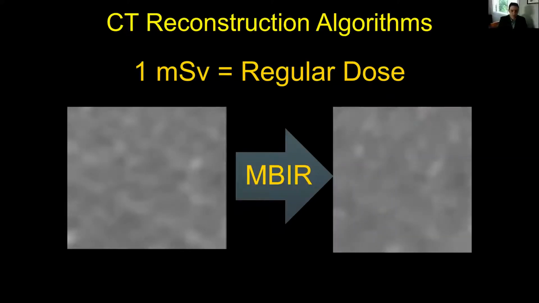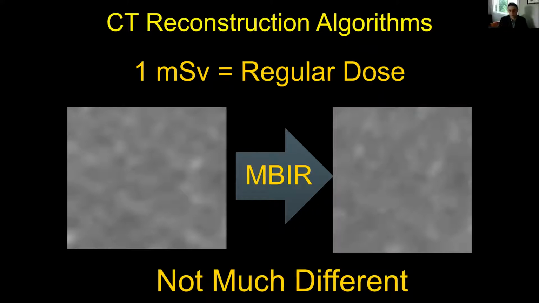This is a blown up section of lung. And I can't really tell the difference between these two. We've applied model-based iterative reconstruction, and the image on the left looks the same as the image on the right, because when you have a higher dose or even regular dose, you can't tell the difference between these.